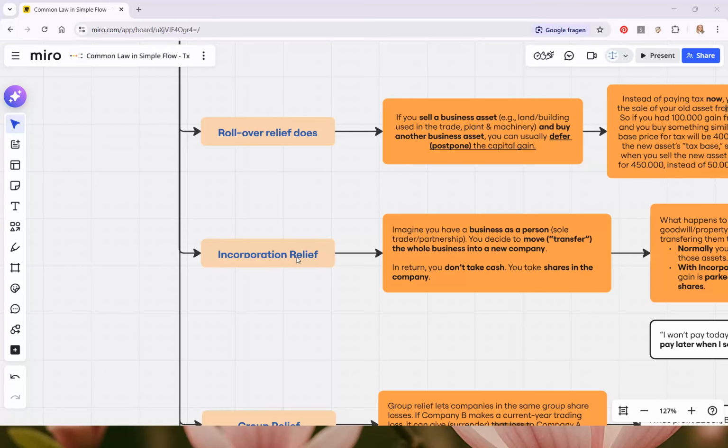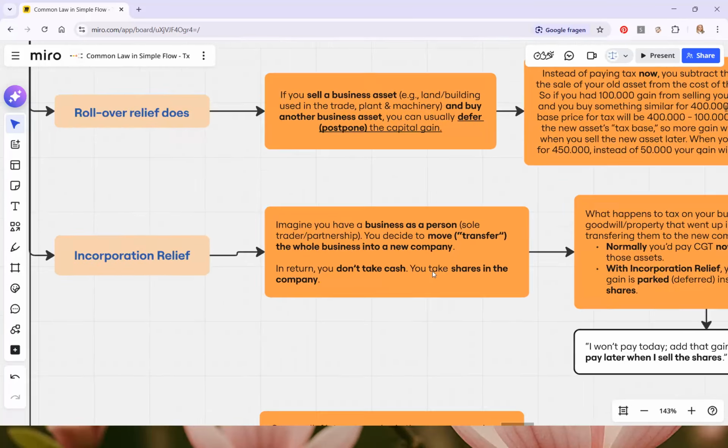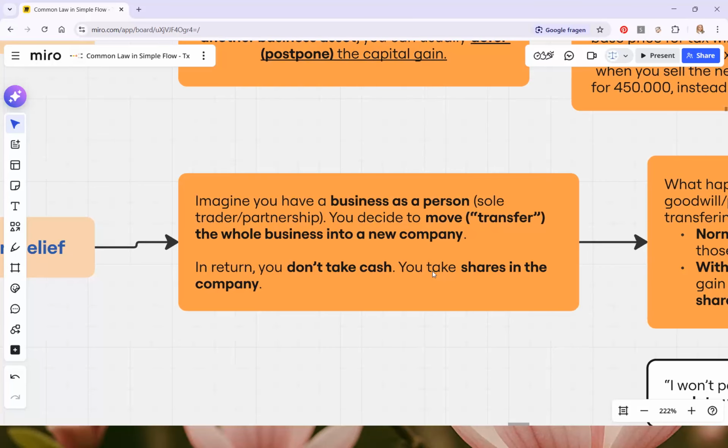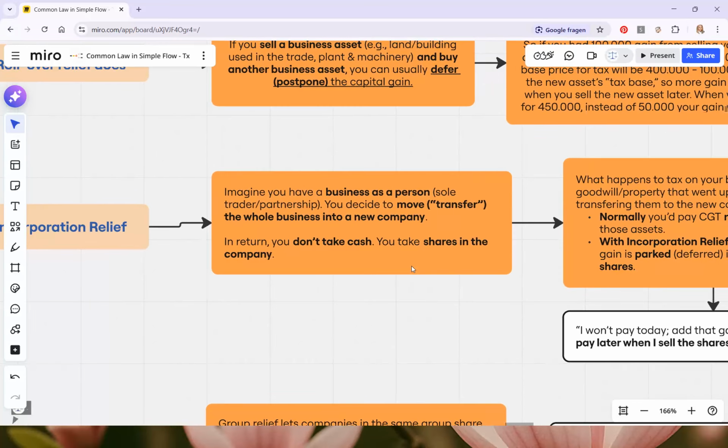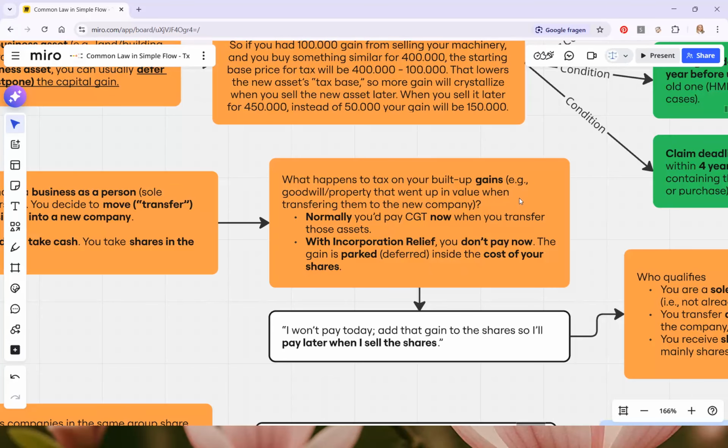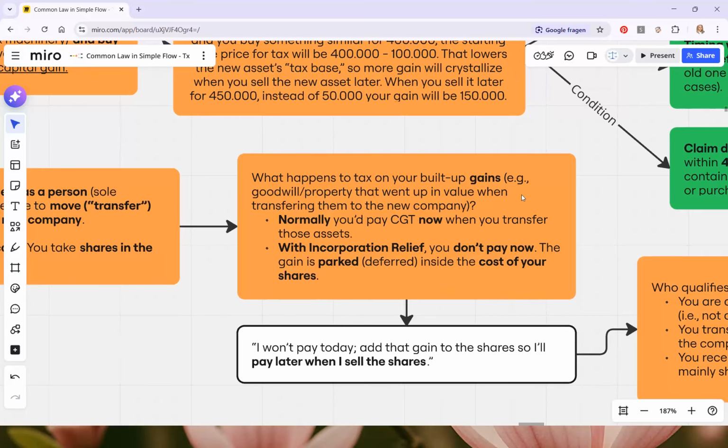And let's see the incorporation relief, what it is. So imagine you have a business as a person, sole trader or partnership. You decide to transfer the whole business into the new company. In return, you don't take cash, you take shares in the company. So what happens to tax on your built-up gains? For example, goodwill, property that went up in value when transferring them to the new company.